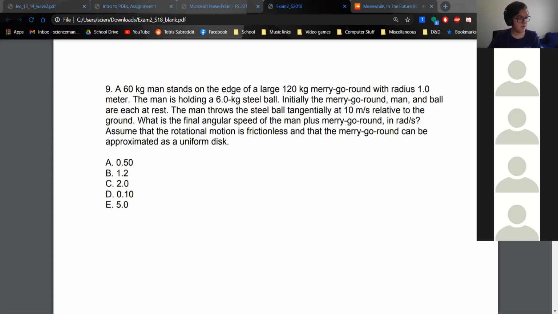And from there, just say L_i is equal to L_f, and then try and expand that out. Write down what each I is and omega and whatnot, and see if you can't solve it from there.